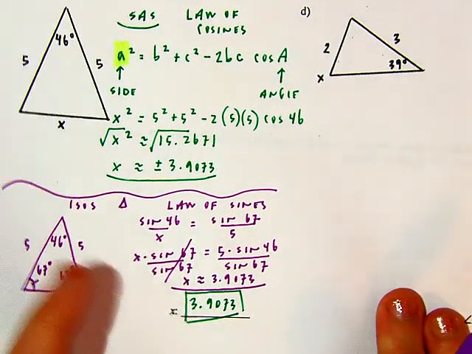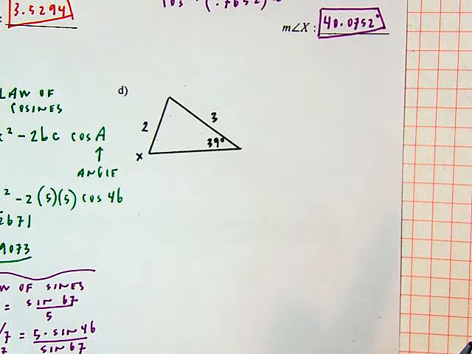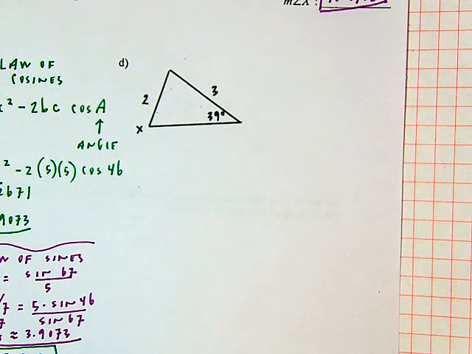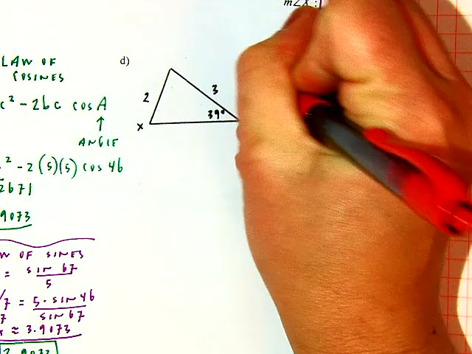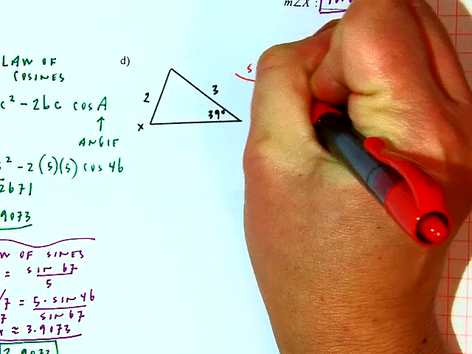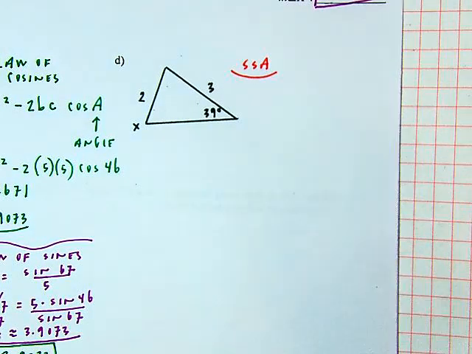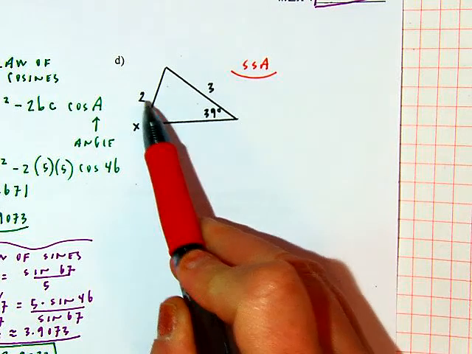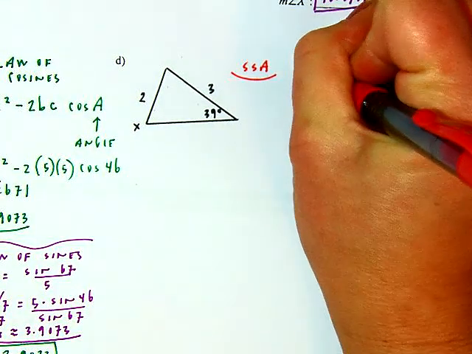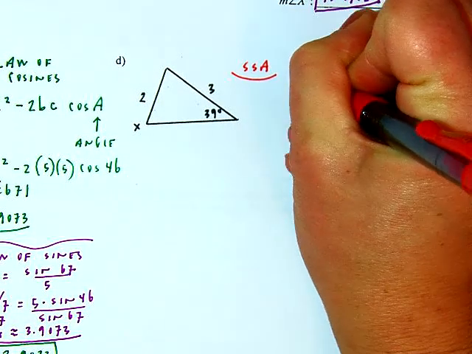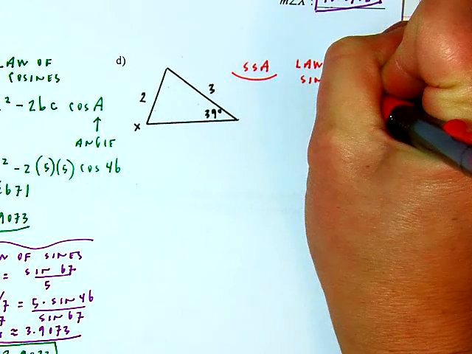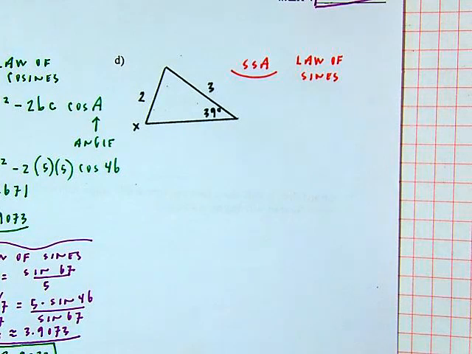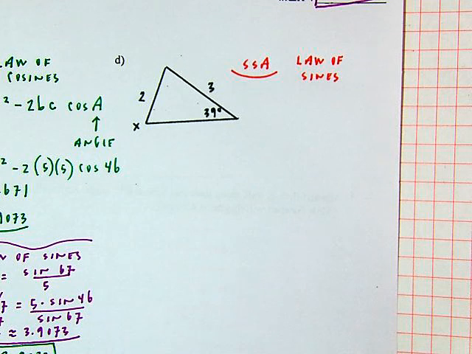All right, next one over here in D. So looking at this problem, I can see that I have 2 sides and 1 angle, but it's not the included angle. So I have side-side angle, right? I have an angle with an opposite side, angle, opposite side. So I'm using the law of sines. But the thing I have to ask myself, because I know this only happens with side-side angle, is the triangle ambiguous?